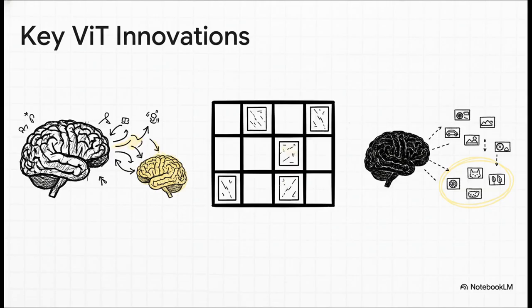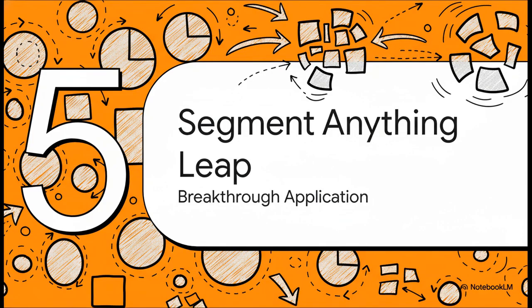And finally, DINO, which was a huge breakthrough in self-supervised learning. It figured out how to teach a ViT to identify different objects in an image without needing any human-made labels at all. Okay, so all of this foundational research really paved the way for one of the most exciting applications to come out of ViTs, the Segment Anything Model, or SAM.